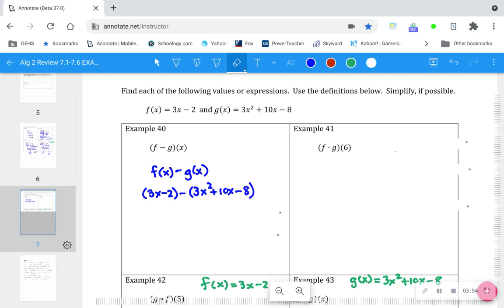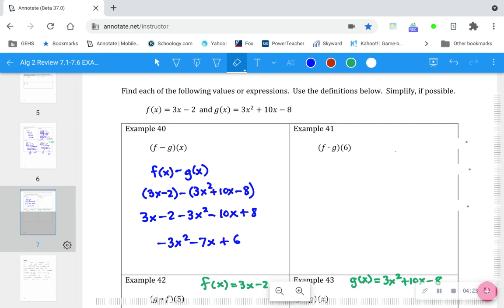Pretty important that you use parentheses, otherwise you'll forget to distribute the negative sign. And let me highlight the two places where that makes a difference. That's a minus, and this is a plus because we distributed the negative sign that was in front of that first parentheses. Okay, so then collect your like terms to finish that out. And f minus g of x turns out to be this expression, -3x squared minus 7x plus 6.